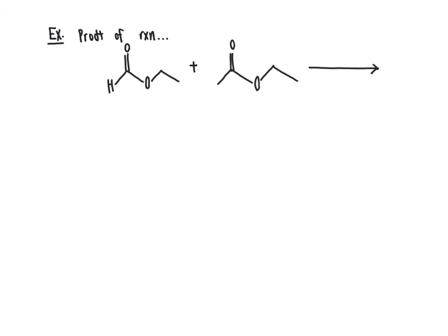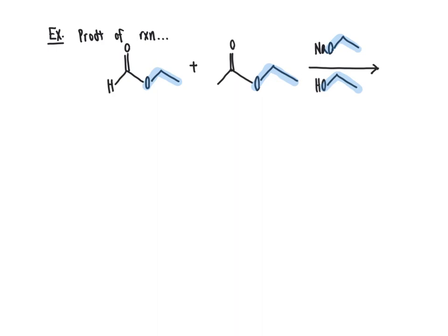And I'm going to use as my base here, since both of these have O-ethyl groups on them, we need to match that with the structure of the base. So we're going to use sodium ethoxide here, and then our solvent matching that would be ethanol. So matching the structural components that I've highlighted in blue.